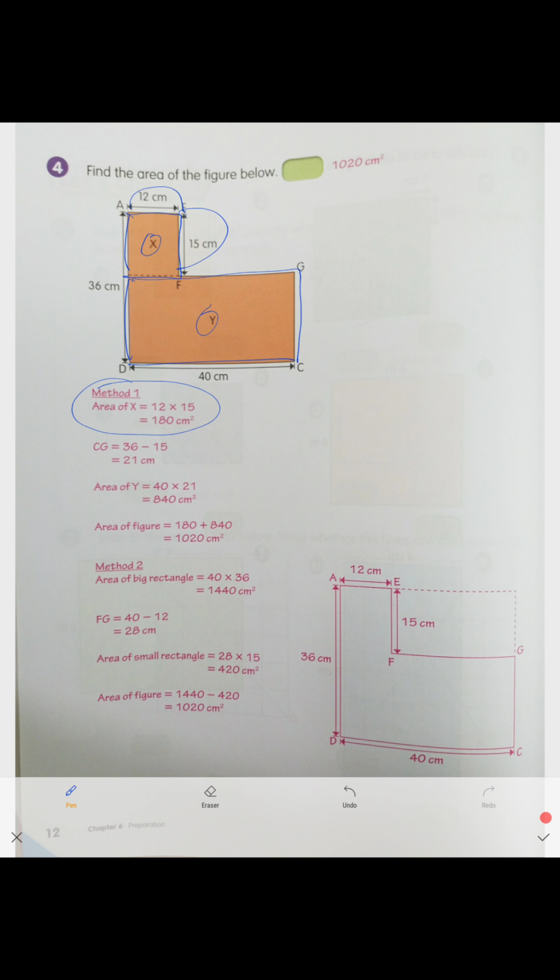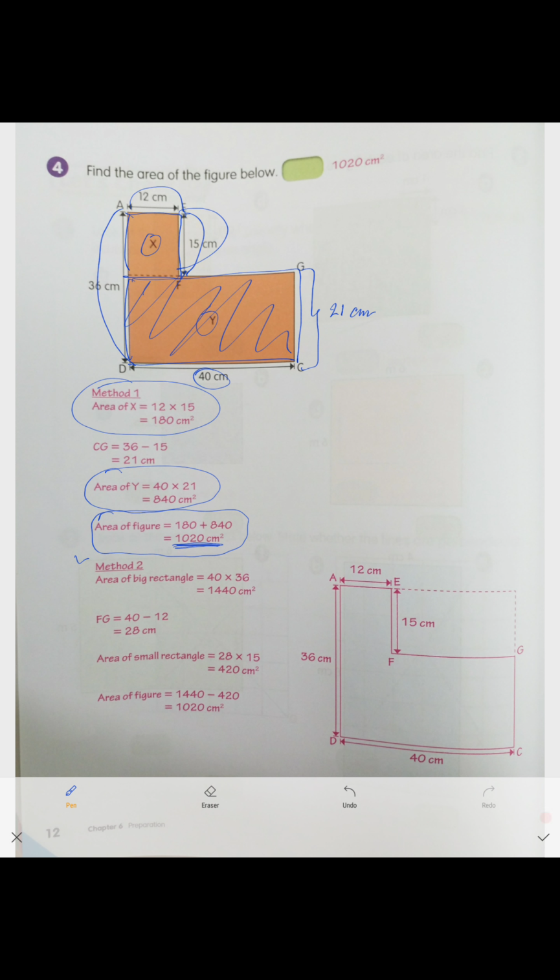We found CG, this thing right over here. We found one side, another side is 40, and we subtract 36 minus 15, and we got that this side is 21 centimeters. So the area of Y is 40 by 21, and then we add up the two figures, X and Y, and it gives us 1020 square centimeters.